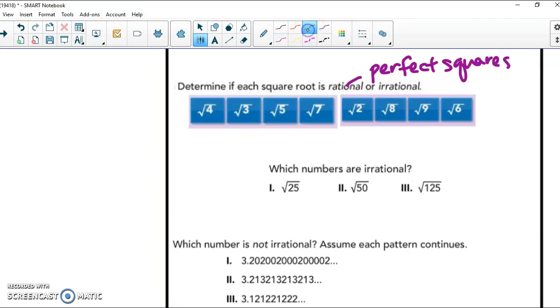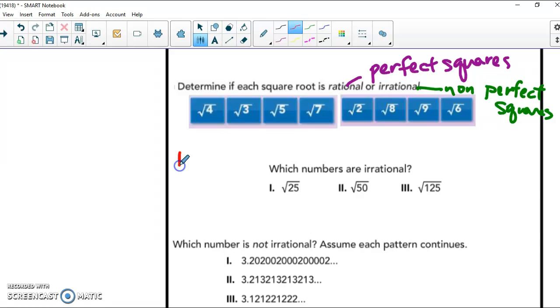If I take the square root of a non-perfect square, it's going to be irrational every time. So let's make a little cheat sheet and help ourselves out here, and let's list all of our perfect squares. Remember, my perfect squares are what I get when I take my counting numbers and square each one.